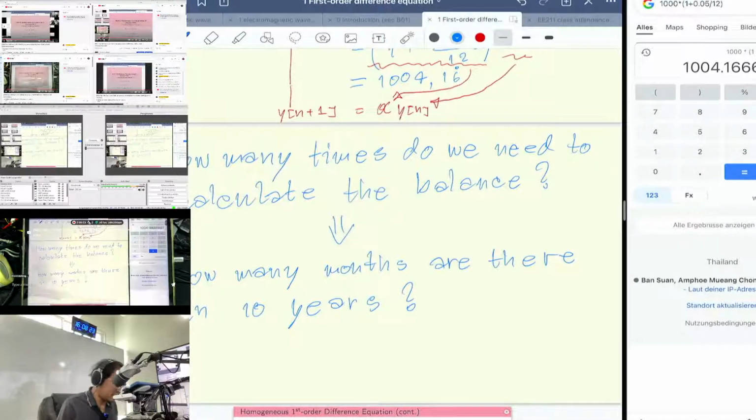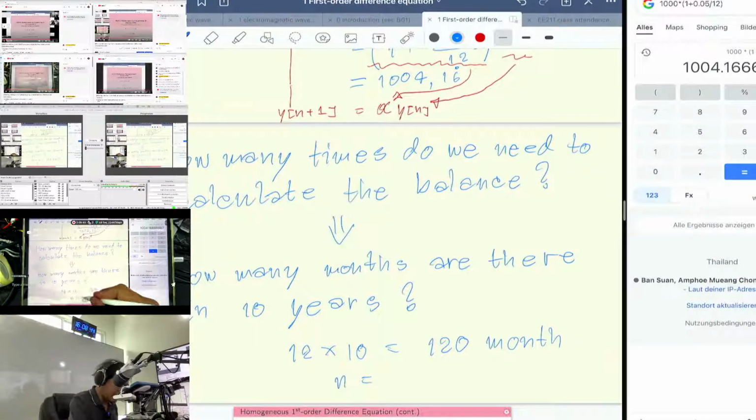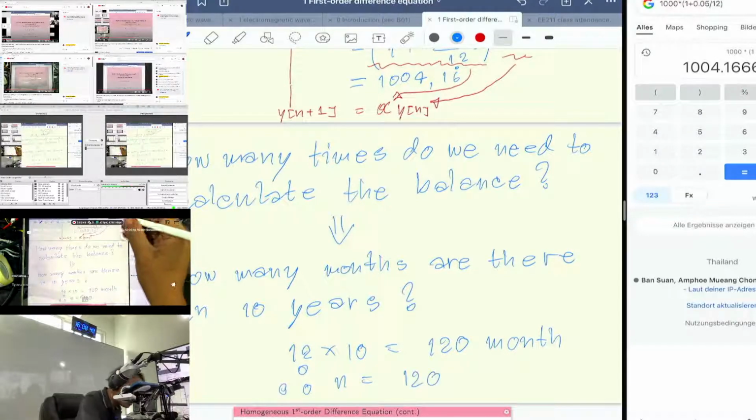So help me please. How many months are there in 10 years? So we're gonna have, okay, because each year we have 12 months and we observe 10 years, it's gonna be 120 months, right? So n is, therefore, 120.